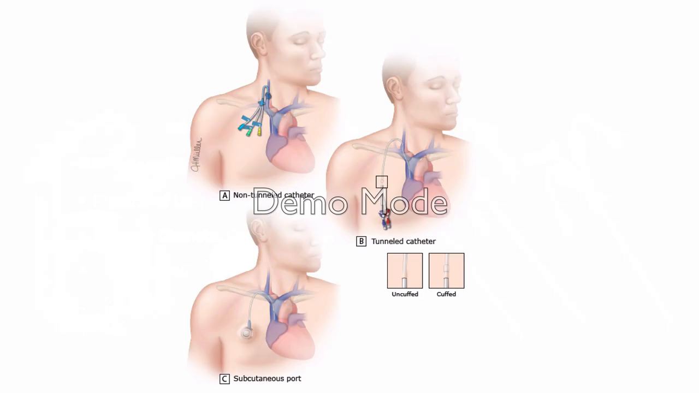For the tunneled catheters, usually we don't see them in ICU. These are catheters that are usually placed for a patient who is on chemotherapy or who is receiving hemodialysis. The difference between the tunneled and the non-tunneled is that the tunneled ones run underneath the skin to minimize the risk of infection because they are long-term catheters.